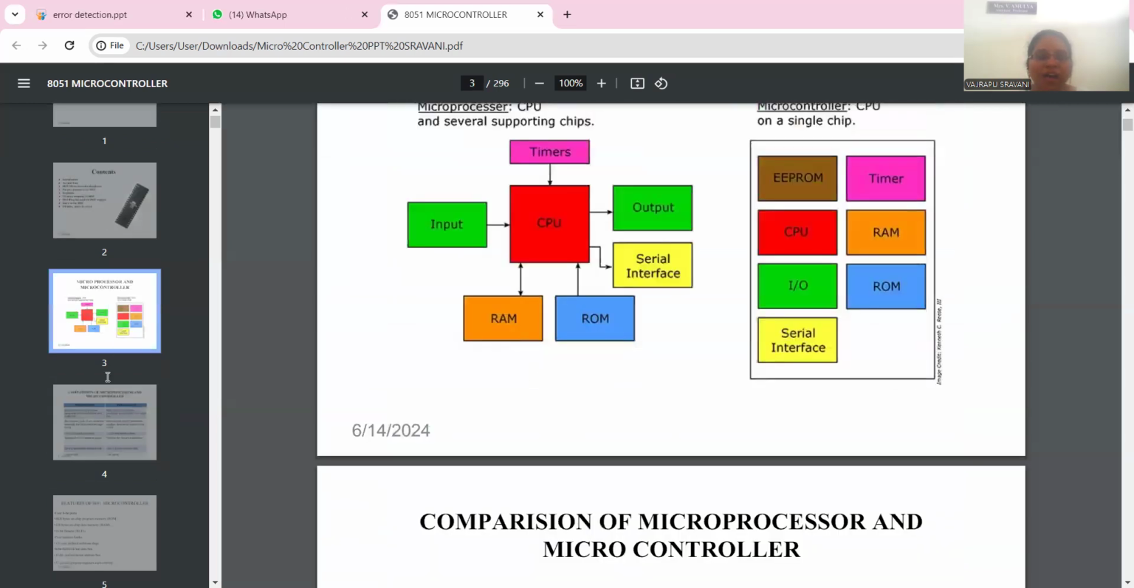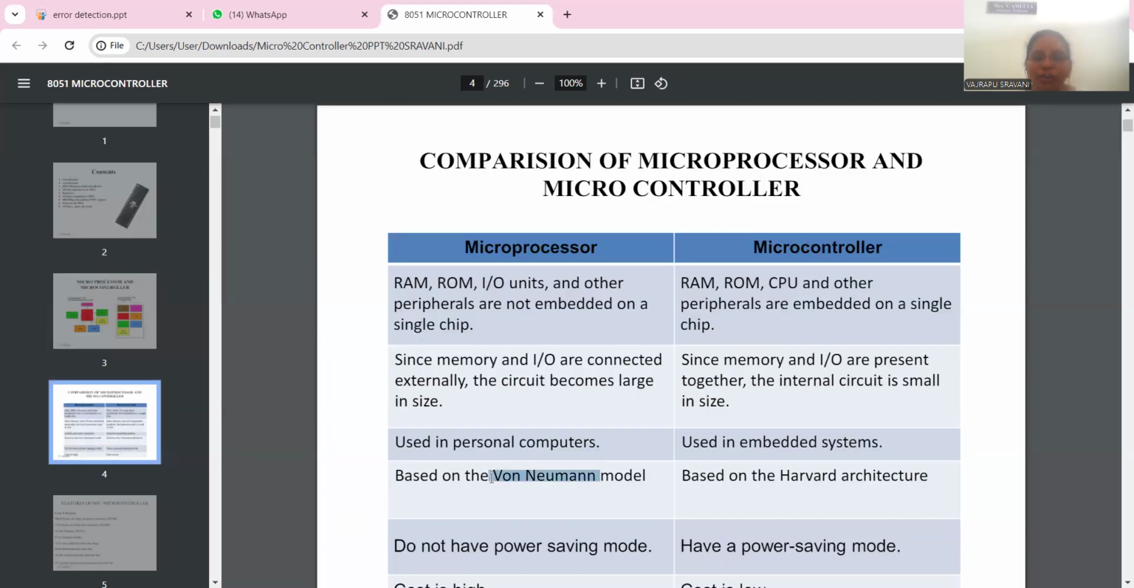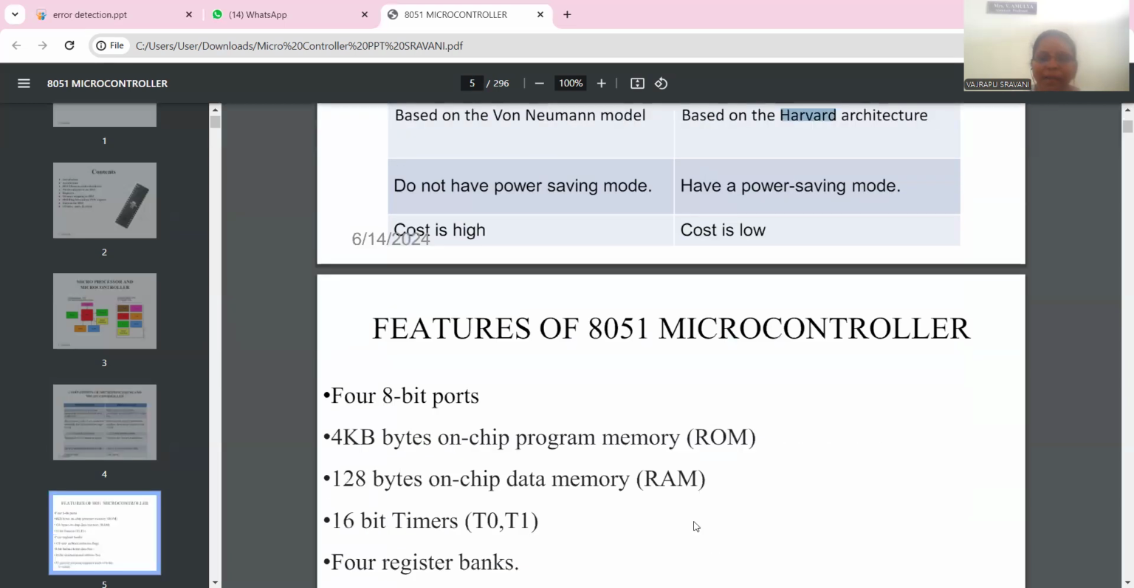The microprocessor follows the Von Neumann architecture. What is the Von Neumann architecture? It has only one memory for both program and data. But most microcontrollers follow the Harvard architecture. In the Harvard architecture, there is separate program memory as well as separate data memory, so for accessing with the CPU, we need to connect separate program and data memories.